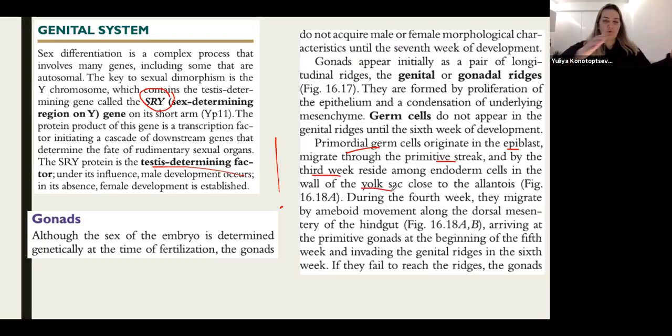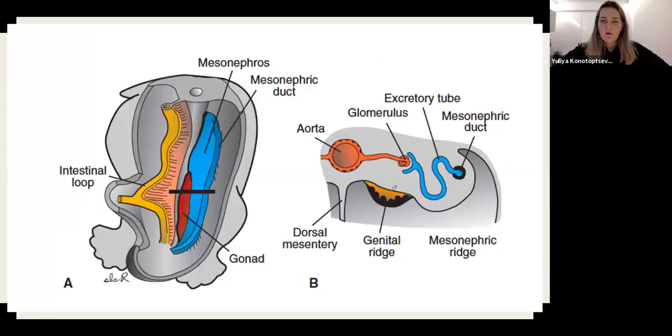You go to chapter 1. In the first chapter, it's written that by the 4th week, they're in the wall of the yolk sac. It's like this book is the worst book they could have chosen, because in the same book, every chapter says something else. Okay, so these are the gonads.